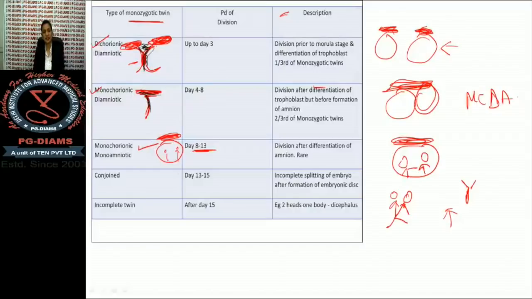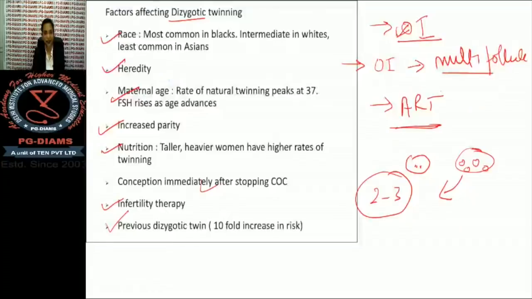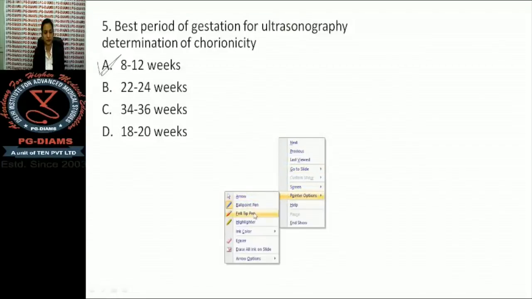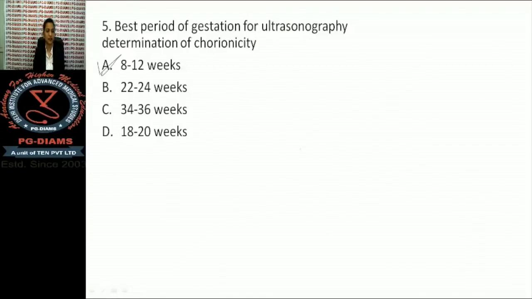This is seen best earlier in pregnancy. When the fetus grows, this will be obliterated, and the membrane will be further thinned, and it will be difficult to differentiate between dichorionic and monochorionic pregnancies. So the best time to determine chorionicity is, in this question, definitely 8 to 12 weeks. Yeah, the answer here is 8 to 12 weeks.